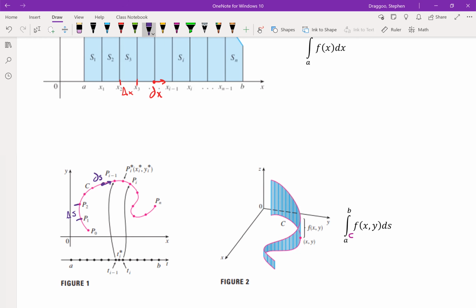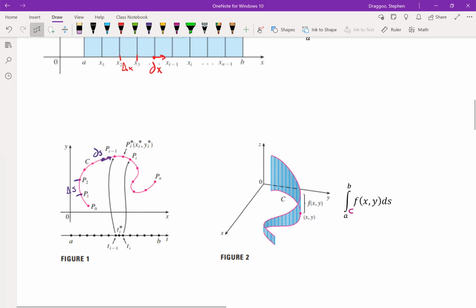But practically speaking, what does that mean? Because we can't really do any math on that yet because we haven't related it to any of the other variables that we have. So let's start by trying to express ds in terms of something that we can understand.